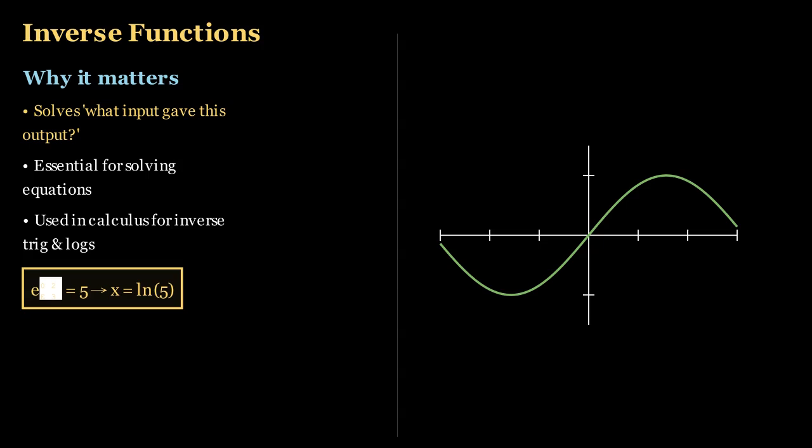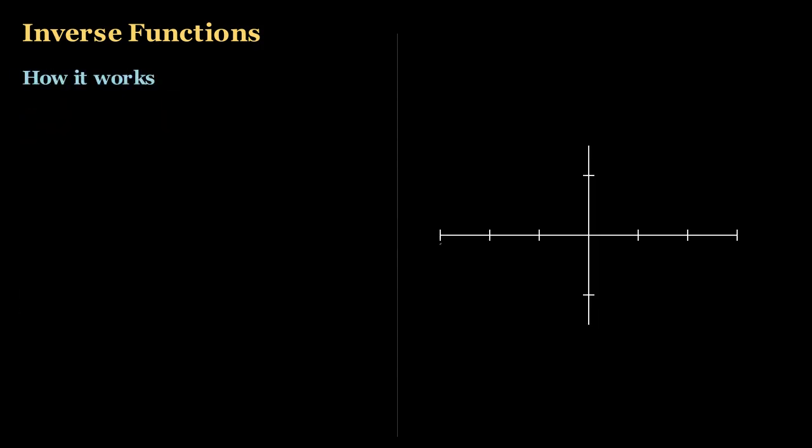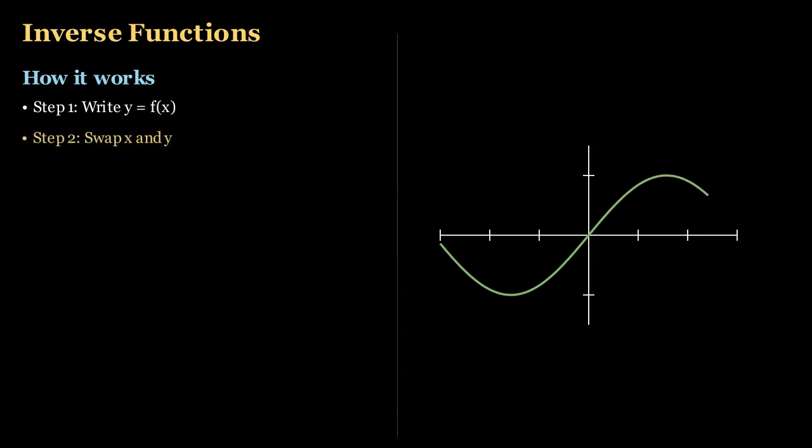To find an inverse, we follow a simple recipe. Start with your function, like f of x equals 2x plus 3, and write it as y equals 2x plus 3. The core idea is to swap the input and output, so rewrite it as x equals 2y plus 3. Now, solve for the new y, subtract 3 from both sides to get x minus 3 equals 2y, and then divide by 2. So y equals (x minus 3) over 2. That new expression is your inverse function, f inverse of x.